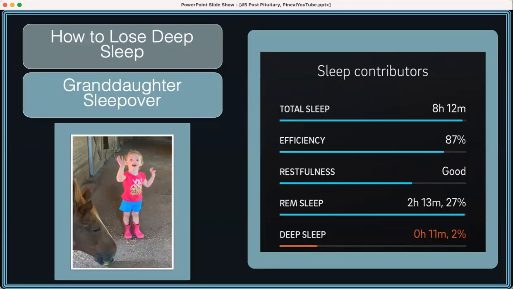So this is another recording I did. I actually recorded every night, actually. But I had my granddaughter for a sleepover. And this is what happens. You lose a significant amount of sleep during stress or sleeping in a different bed. And the deep sleep dropped to only 11 minutes, only 2%.